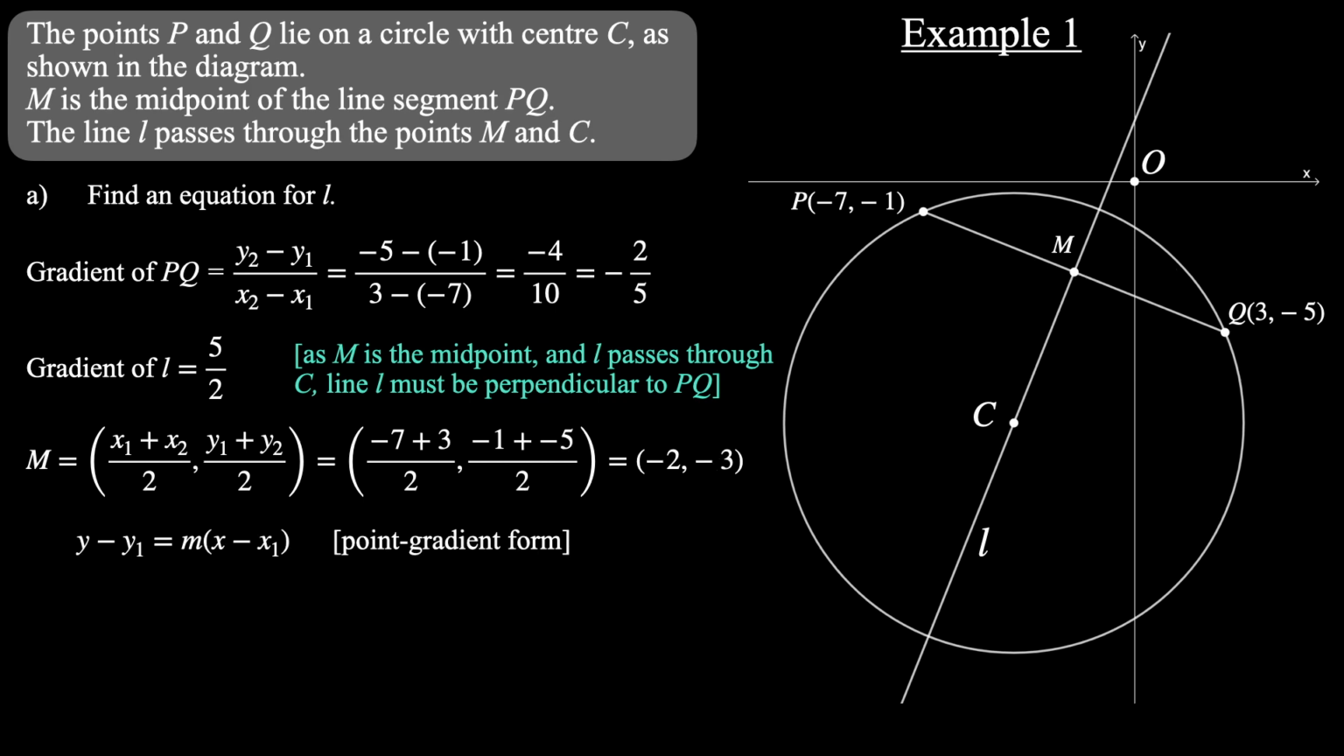So we have M, and now we can use the point gradient equation to find the equation for L. So this is y take y1 equals m times x take x1. Using that point and the gradient of 5 on 2, plug those in, we get y subtract -3 equals 5 on 2 for m, and then x subtract -2. Simplifying that, we'll have y plus 3 equals 5 on 2 times x plus 2. So notice firstly this would be x plus 2, and then when we expand those brackets, we get 5 on 2 x plus 5 on 2 multiplied by 2, which simplifies to 5.